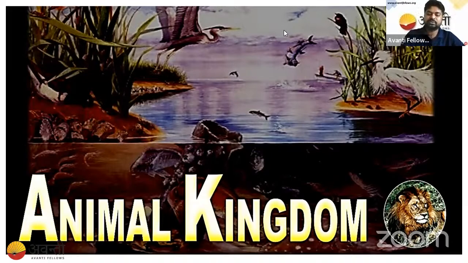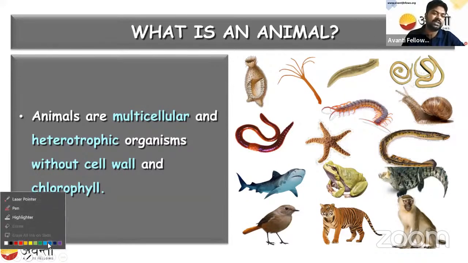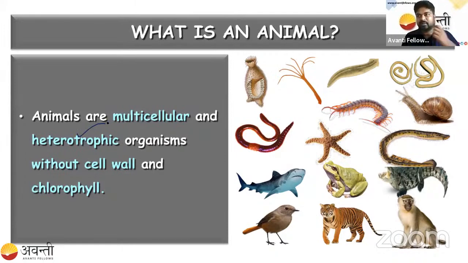Okay, so my first question to all of you: what is meant by animal? Can you give me the answer in the chat box, guys? What is meant by animal? You can see the definition of animal here. Animals are multicellular organisms. You already know animals are multicellular organisms. And they are heterotrophic. That means they depend on other organisms for food. For example, we eat food, or other animals also eat food.